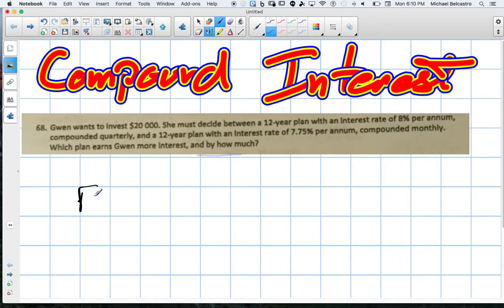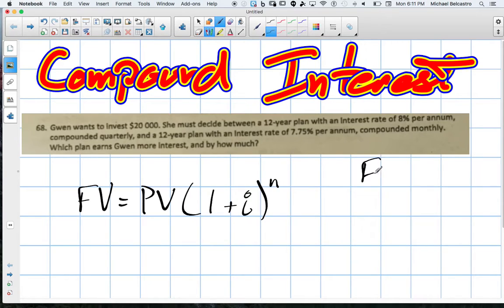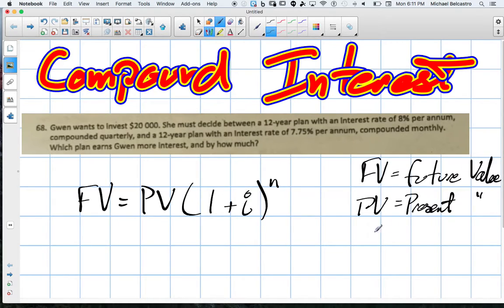And the best way maybe to set this up, depending how they've taught you, is the future value of some interest is equal to the present value. And sometimes they just leave this letter as P, like the principal, but it also stands for the present value. So I'm just going to leave it like that. Times 1 plus I, and I, there's actually a calculation for, to the power of n. Okay, so FV is your future value. PV is present or principal value, same word.